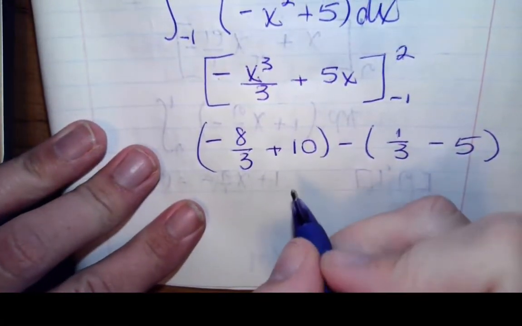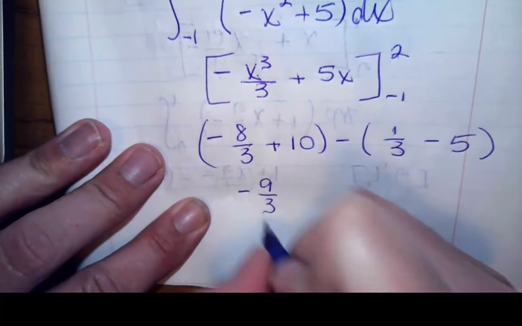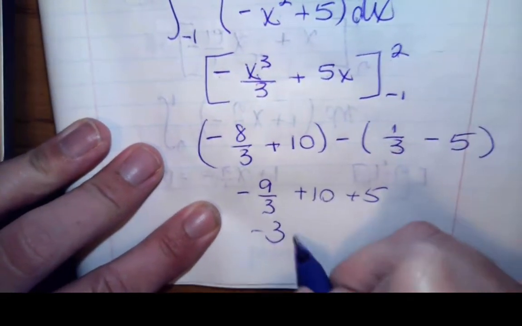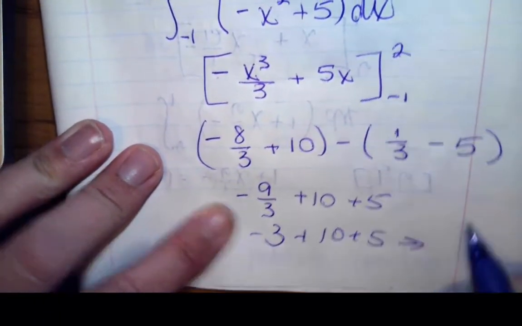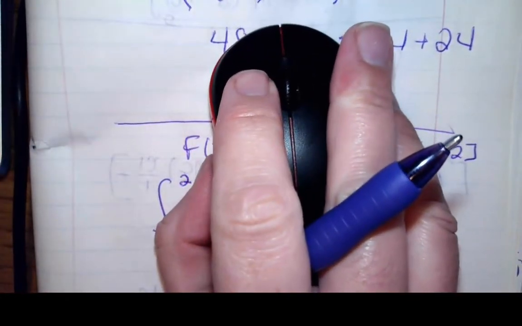Okay, so what do I have? I've got negative 8 thirds minus 1 third is negative 9 thirds, which is negative 3. I got a plus 10 and a plus 5, so plus 10 plus 5 gives me 15, minus 3 is 12. Okay, so I'm going to pause. I got to find more paper. I have returned.